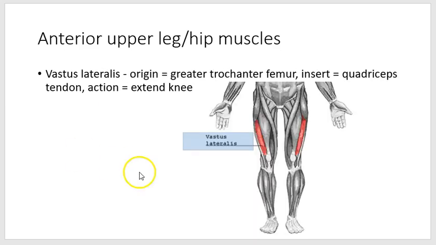So coming to the lateral side, your vastus lateralis. This one has origins on the greater trochanter, and then inserts on that quadriceps or that patellar tendon again, and allows you to extend your knee, or to extend this portion of your leg.